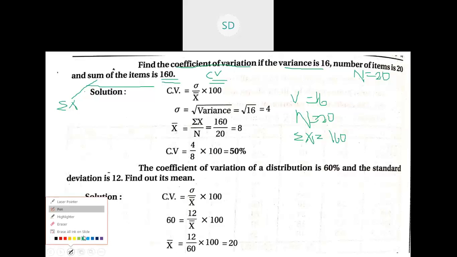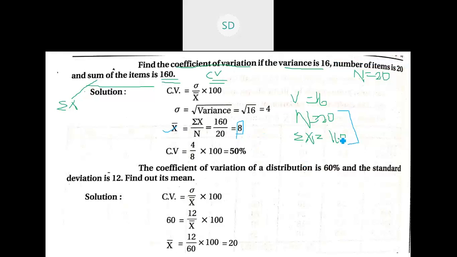Now let us calculate one after the other. Before calculating CV, with this information we will calculate the arithmetic mean. So x bar is equal to sigma x by n, which is 160 by 20. So our arithmetic mean is 8. This is the first calculation using the data given to us.